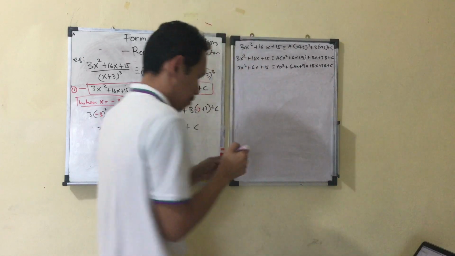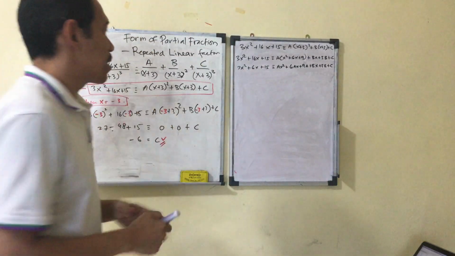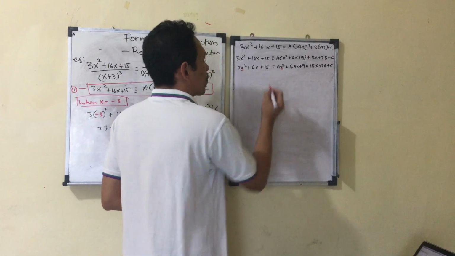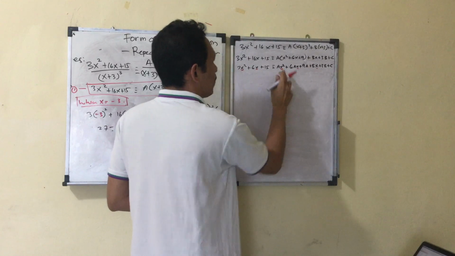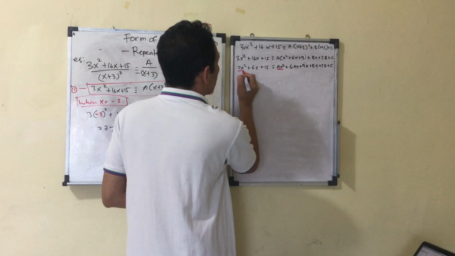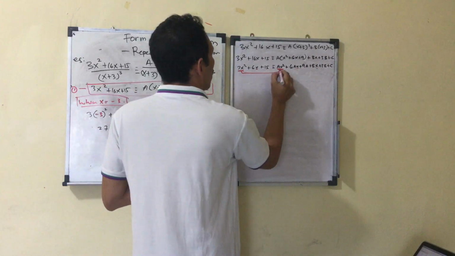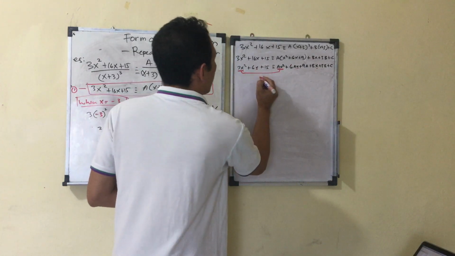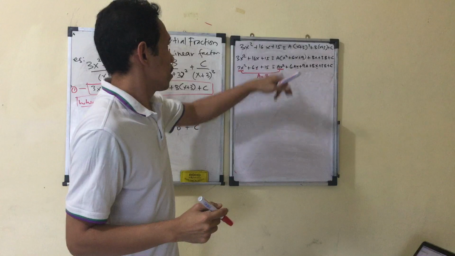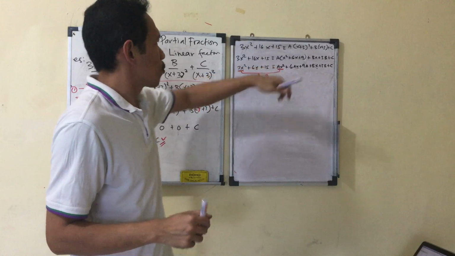is equivalent to 3x squared plus 16x plus 15. Now, when we expand this, we have to know what we call equating. We can equate this equation. You can look at the x squared term: this is x squared, this is x, this is x, this is x. So we know that 3x squared is equal to ax squared, so a is equal to 3. There is no more x squared term, so 3 here is equal to a.